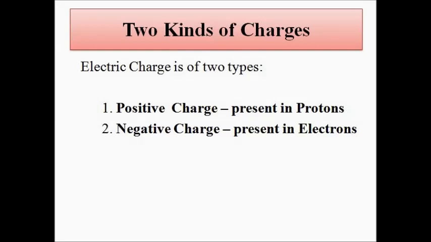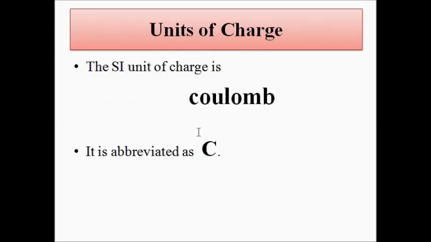Before that, let us understand the units of charge. Just like mass is measured in grams, kilograms or pounds, length is measured in centimeters, meters, kilometers, miles, and time is measured in seconds, similarly, charge is measured in coulombs. It is abbreviated as C. So you can say 1 coulomb, 2 coulomb, that is 1C, 2C, 3C, 4C, 5C, like that. That is the SI unit of charge.